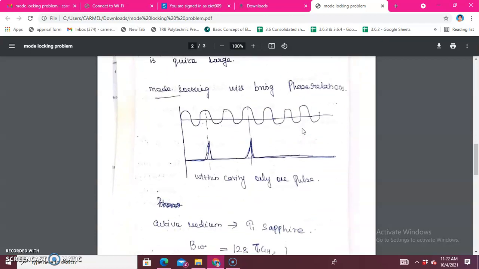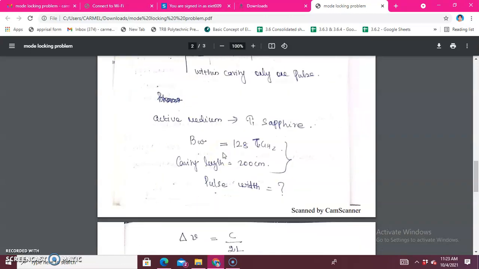Here you can look at mode locking, where we have many intensities, but finally, averaging out, we get a very short pulse, with only one pulse within the cavity. That is the mode locking concept. Here the bandwidth is given as 128 gigahertz and the cavity length is 200 centimeter, and we are asked to find the pulse width. That is what we are going to see now.